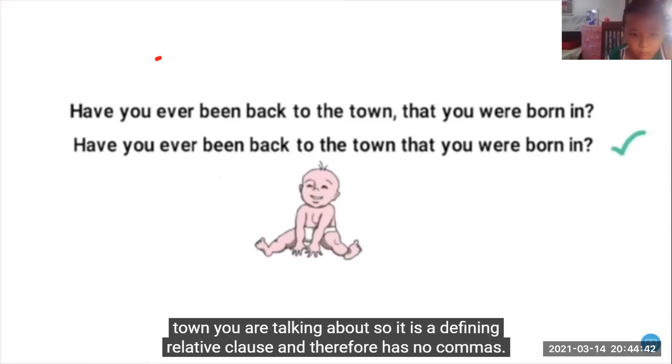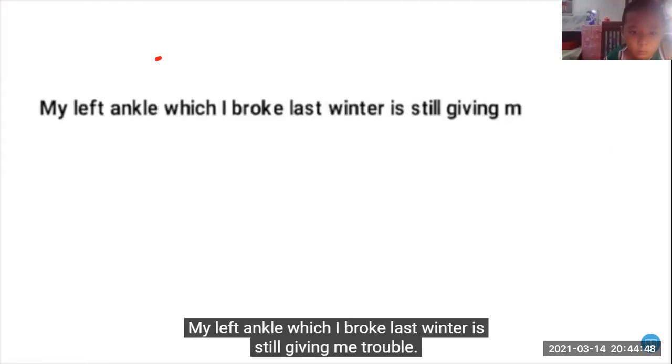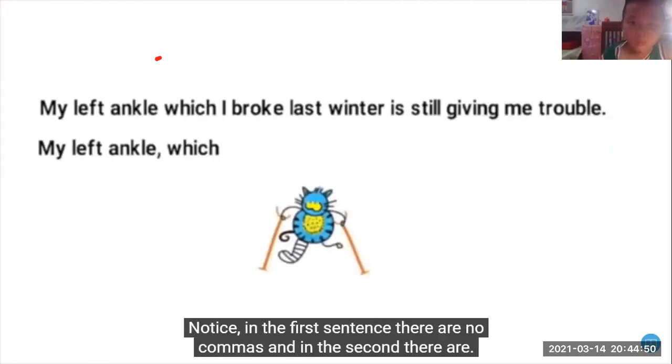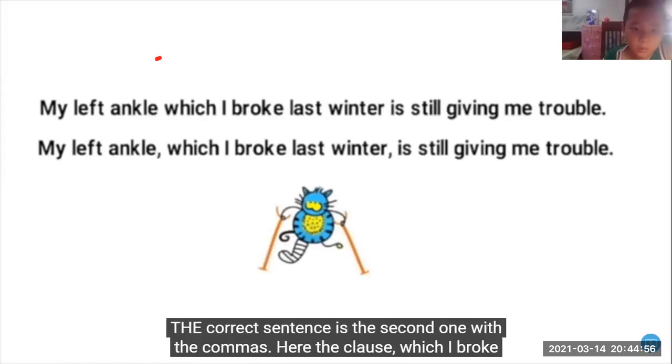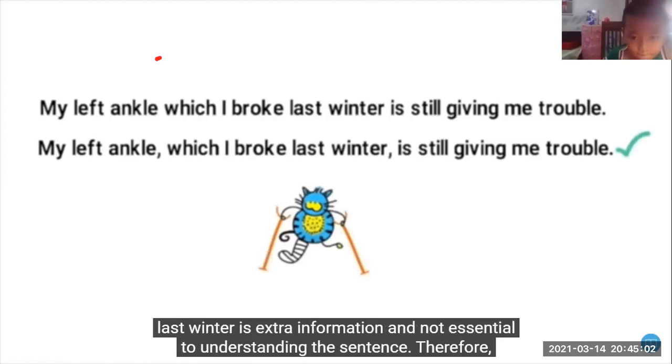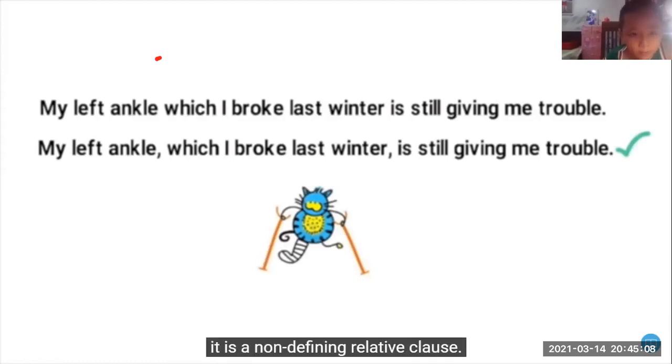Two. My left ankle, which I broke last winter, is still giving me trouble. Notice in the first sentence there are no commas, and in the second there are. The correct sentence is the second one with the commas. Here the clause, which I broke last winter, is extra information and not essential to understanding the sentence. Therefore, it is a non-defining relative clause and needs commas.